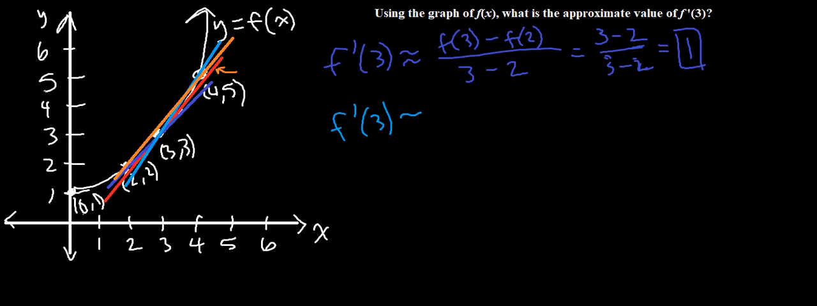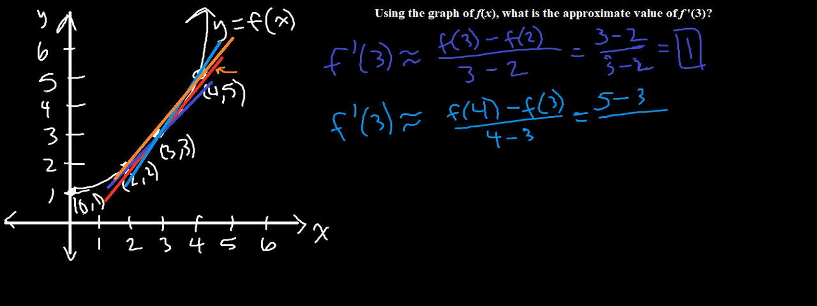We notice that the light blue line uses the points f(3) and f(4). So y2 in this case is f(4), minus y1, over x2 minus x1. That's how you find slope. Well, y2, f(4), is 5, minus y1, which is 3, over x2 minus x1, that's going to be 2 over 1. A correct answer would also be that it's roughly about 2.